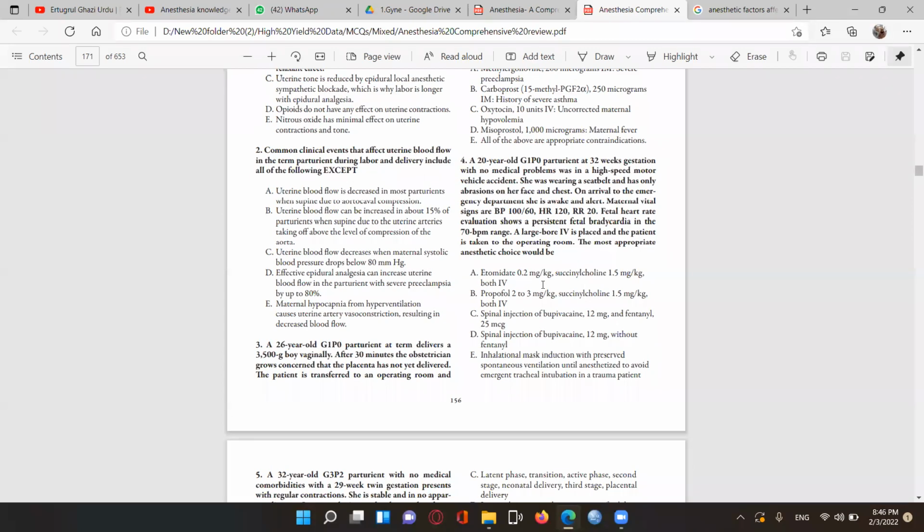Okay, so these are the things which you can just recall. So the answer should be etomidate, of course. Okay, because you are not giving propofol. Even though they have written a very high dose, it's not 2 to 3 milligram per kg. It's a slightly higher dose. Okay.